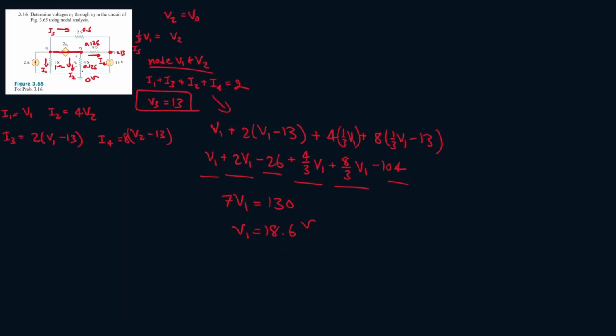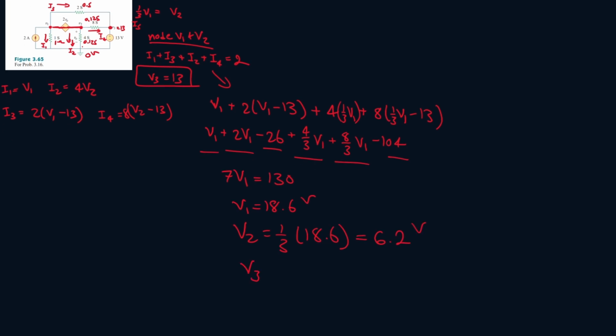Let's find V2. V2 was equal to 1 over 3 V1. So 1 over 3 times 18.6, and that's equal to 6.2 volts. And then we have V3. That's equal to 13 volts. So these are your final answers.